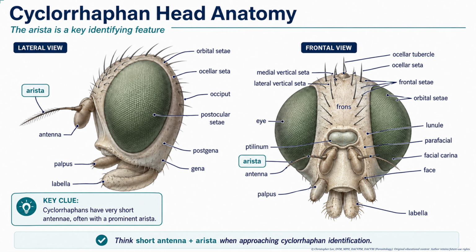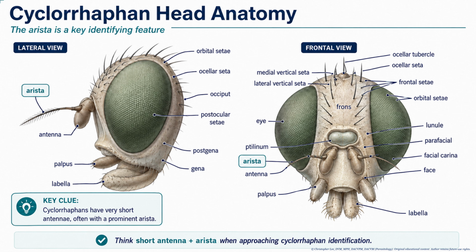Let's examine the face of a Cyclorrhaphan, and honestly, she is beautiful. Notice the dicoptic eyes. Dicoptic simply means that the compound eyes are separated. In many flies, separated eyes suggest that we are looking at a female, while males are often more holoptic, with the eyes closer together or even touching. That is a useful rule, but not an absolute.